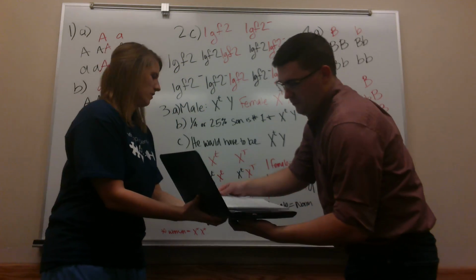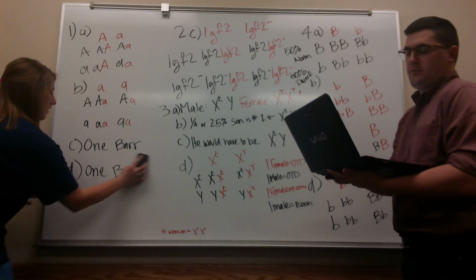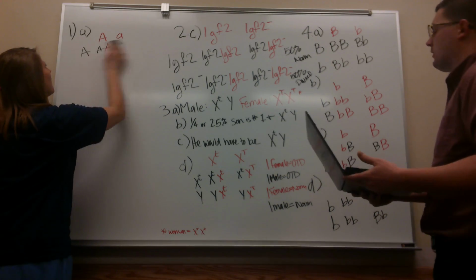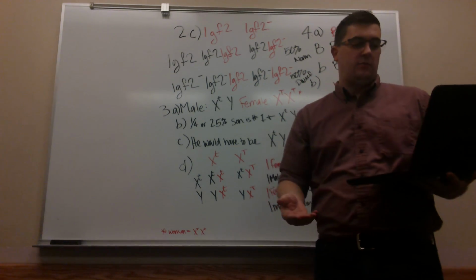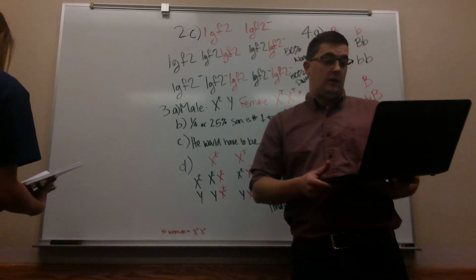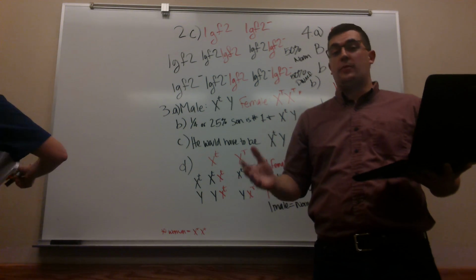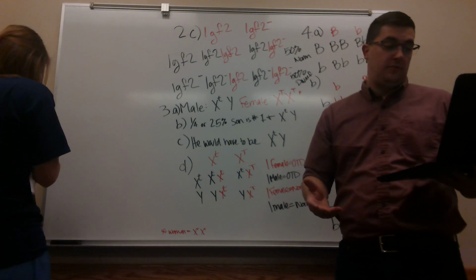All right, so number 4, Riley's going to go ahead and write number 5 since we don't have enough space on the board. But number 4, this one's talking about the presence of a beard in some goat species. It is determined by an autosomal gene that is dominant in males and recessive in females.